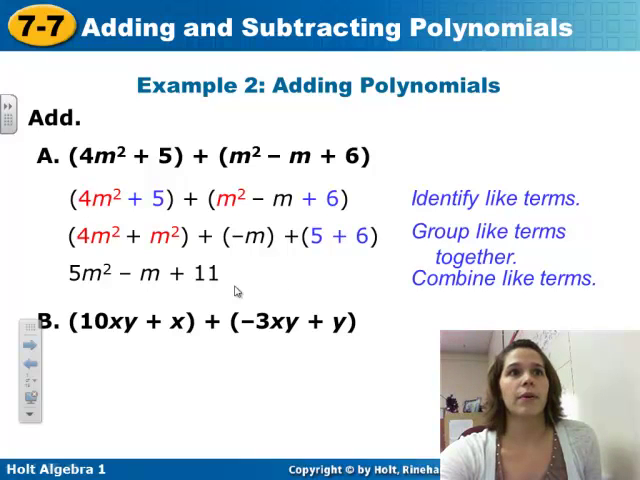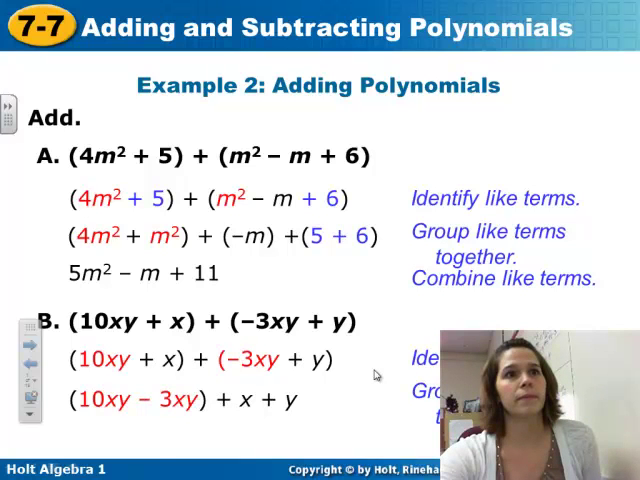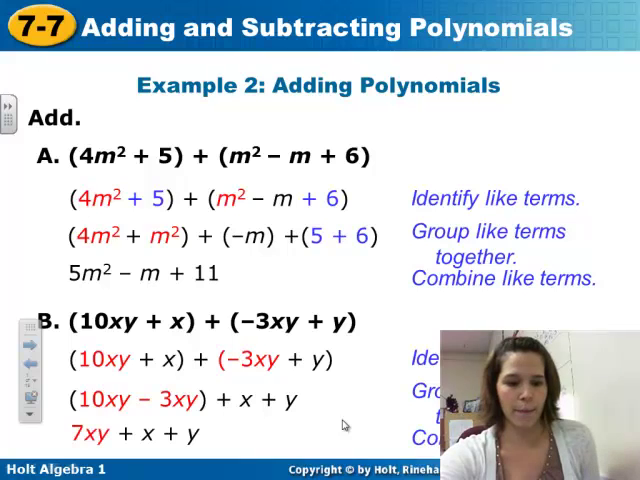Second example, I've got 10xy, and if I look in my second polynomial, I've got minus 3xy. Those are alike. In my first one I have x, and my second one I have y. Those are unlike. Those will just hang out by themselves. So let's rearrange it. I've got 10xy minus 3xy plus x plus y at the end. 10 minus 3 is 7. That's your final answer. Go ahead and box that.